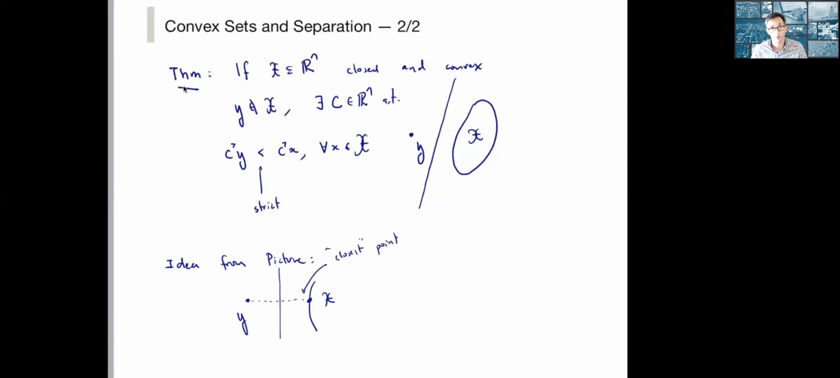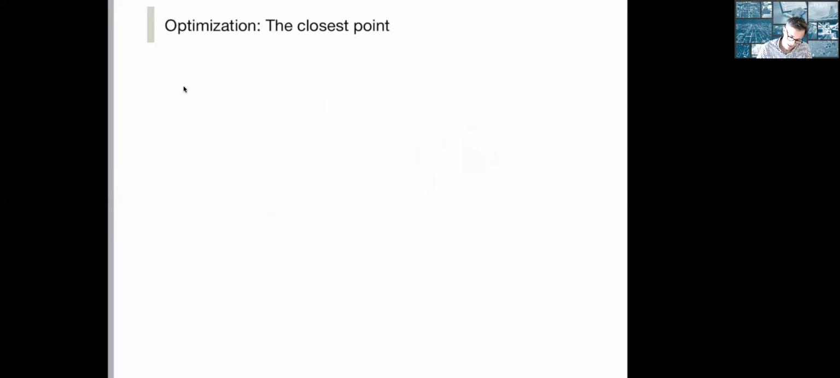And you'll also note the way that I've drawn it, that this is exactly the Euclidean projection of the point y onto this convex set X. And indeed, we're going to start by giving an optimization definition of what projection onto a convex set means. We're going to do it as follows. Given y not in the set X, because if it were in the set X, then the closest point would be itself. The distance would be 0.